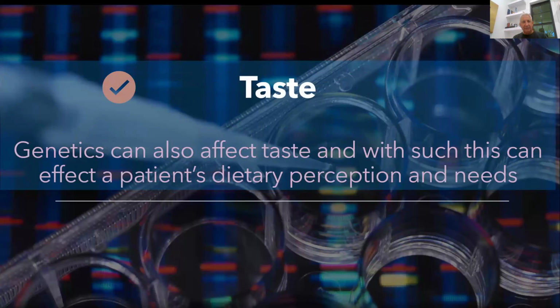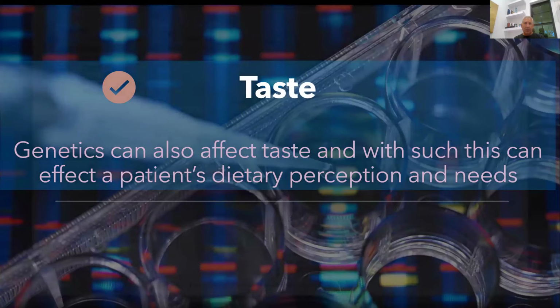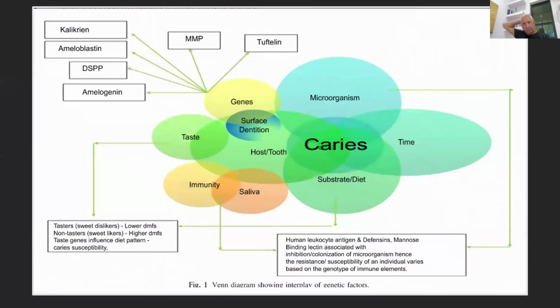And lastly, taste. Genetics has a very important role in taste. So if someone has altered taste and they can't taste sugar or sweets or sour, they're going to want to consume more of that, and that can make them more caries prone. All of these things are genetically involved.